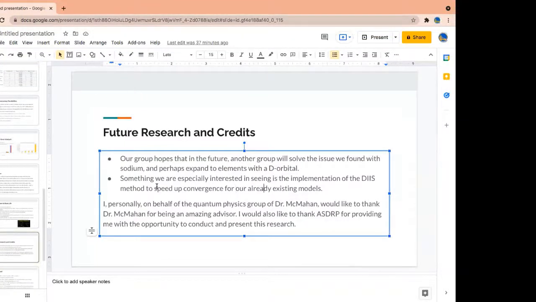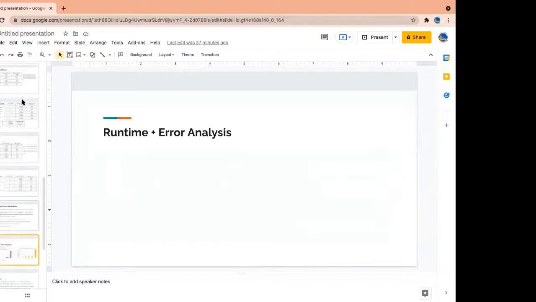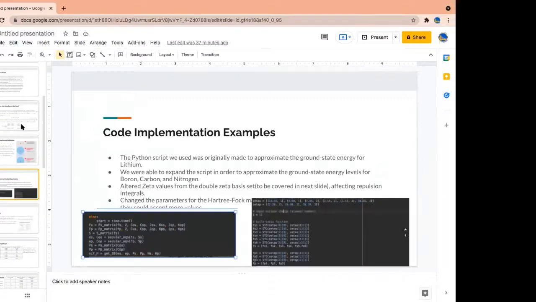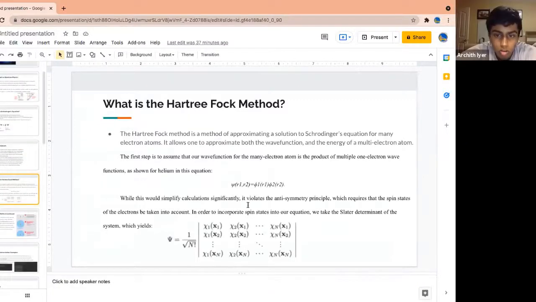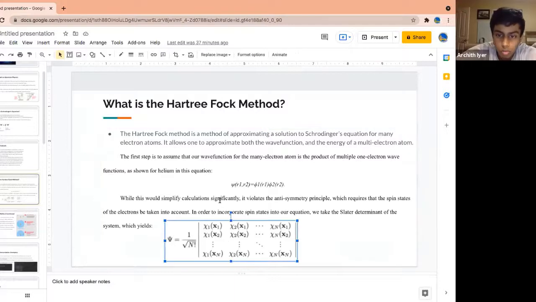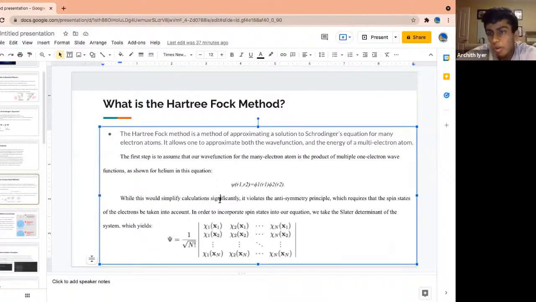Yeah, I remember at the beginning, you said you made a couple assumptions. I was just wondering what the background behind those assumptions was and how you came to accept those. So we actually solved those assumptions. Like I said, you cannot make this assumption because it would violate the anti-symmetry principle. So we've solved it by essentially turning it into a matrix here, where we're incorporating the spin states into our equation. So you probably know from chemistry class, electrons have different spin states. We can have different combinations of spin states for electrons. So basically the way you solve it is you take the Slater determinant of the system. And that essentially solves this assumption that we're making, or it fixes it.